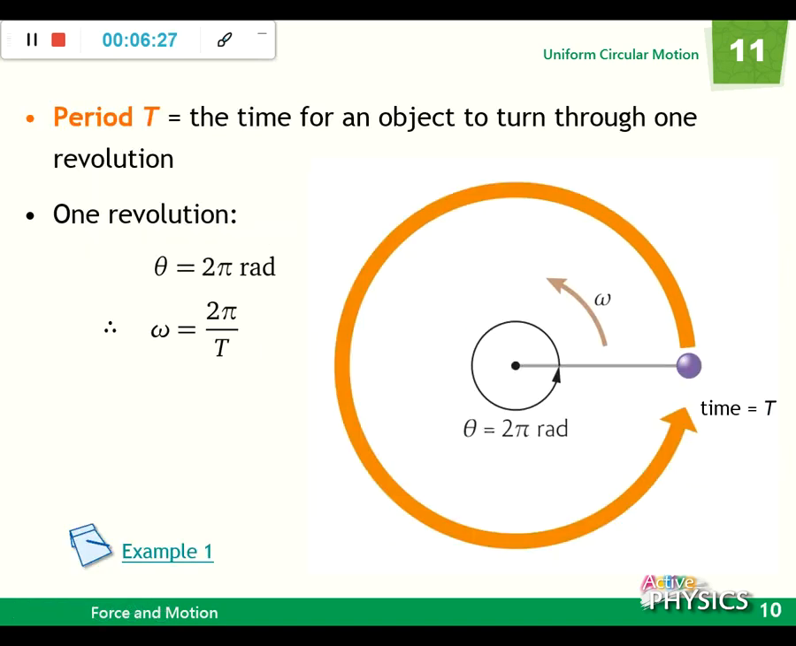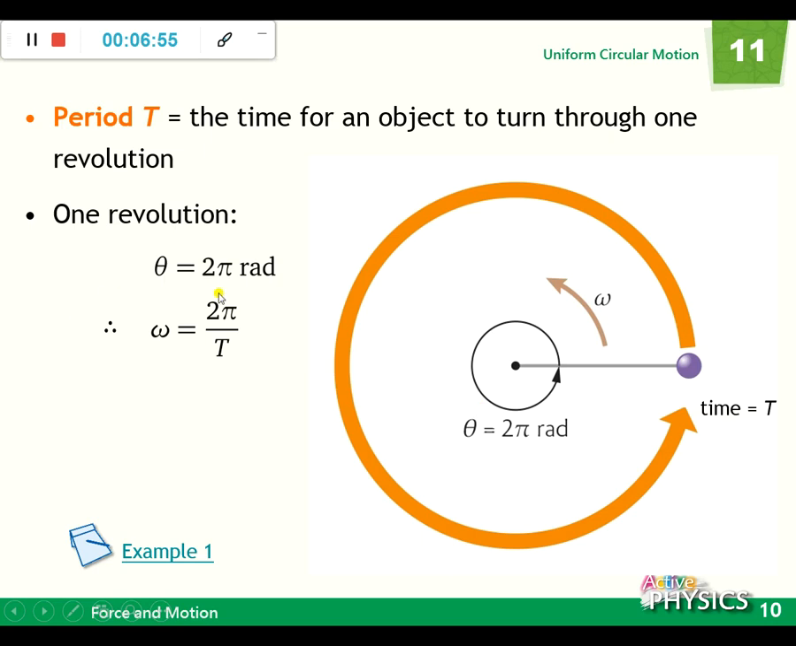And also, another physical quantity will be the period (周期). What is it? The time for an object to turn through one revolution. Revolution means 繞動一周, 圈啊, 兜幾多個圈？一個圈。So what is the meaning of period? It means that in order to complete one circle, the time spent on it.